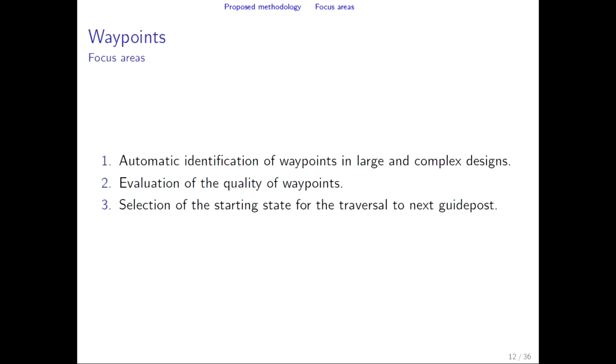Now we move on to the proposed methodology. The objectives and focus areas here are, first, the identification of waypoints in a large and complex design. The second part is to evaluate the quality of the waypoints. And the third challenge is, once you have good quality waypoints, to identify the starting states for traversal to the next gate post.